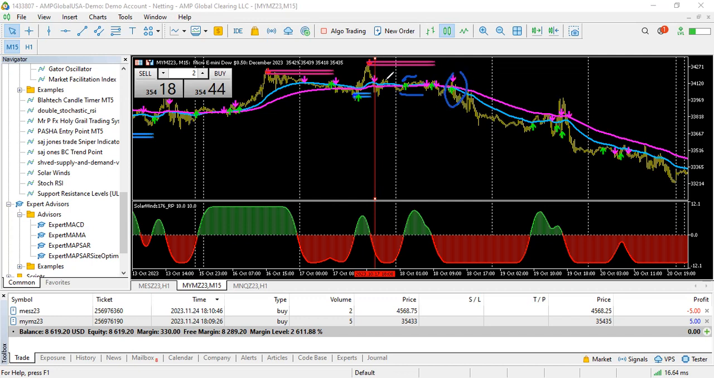This is where the crossover happened. So you have to practice patience. Anything that you do will require patience. You will have to be patient and wait for your entries. I can't stress this enough. Just because you got two confirmations, you're like, oh, I got two confirmations. I know it looks like the market is going down. If you would have entered here, let's say you just entered here after you got the BC trend point arrow, you're like, I got the BC trend point arrow. I'm good. I got the solar wind.